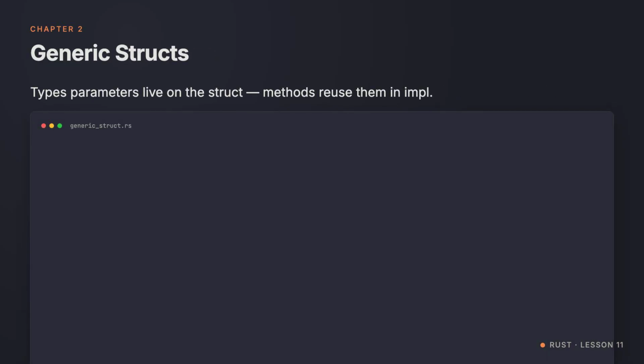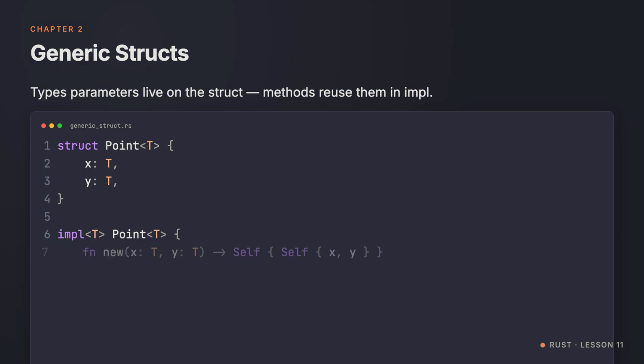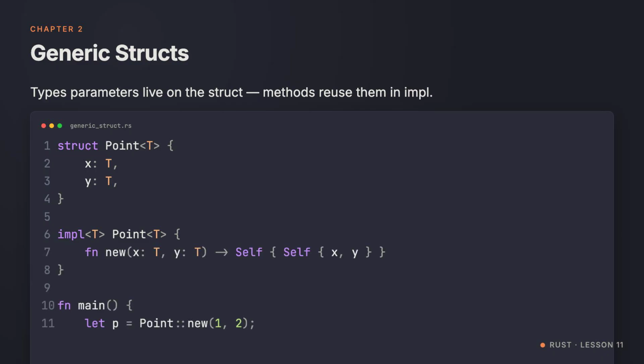Structs can be generic too. A point that works for both integers and floats, a pair that holds two of anything, a container that holds any T. The type parameter lives at the top of the struct definition, right after the struct name, and the fields can reference it anywhere they'd mention a regular type. Methods on a generic struct live in an impl block that also declares the type parameter. You write impl<T> Point<T>, and then inside, you can use T freely.